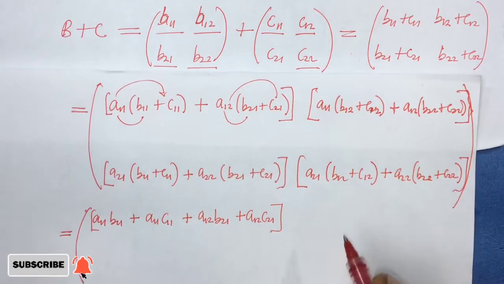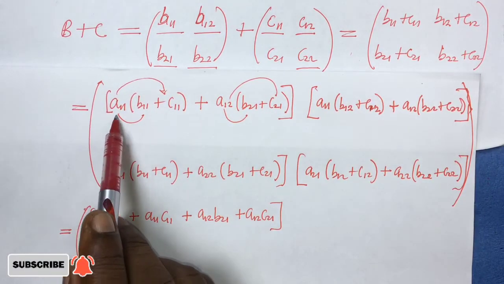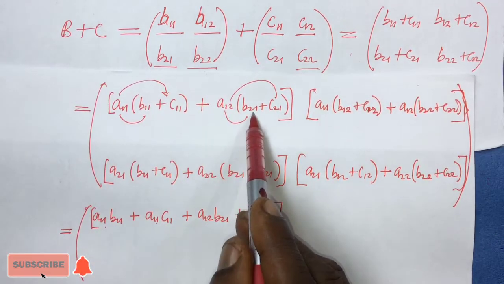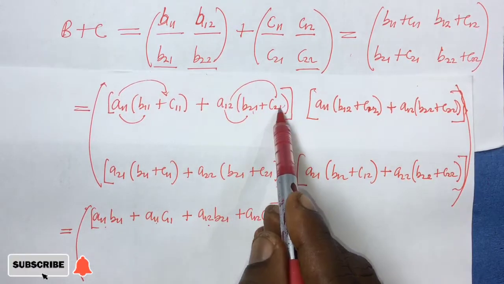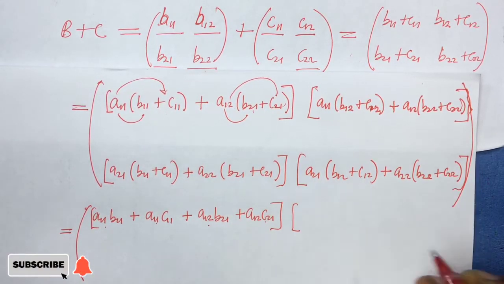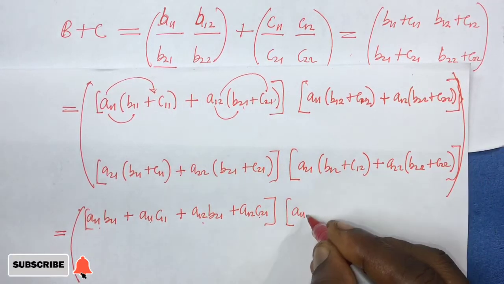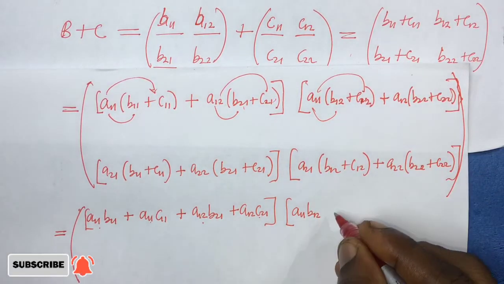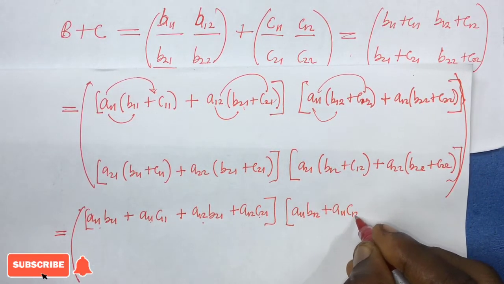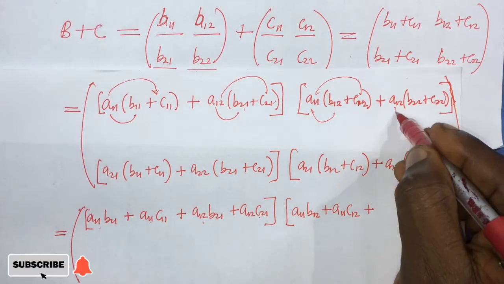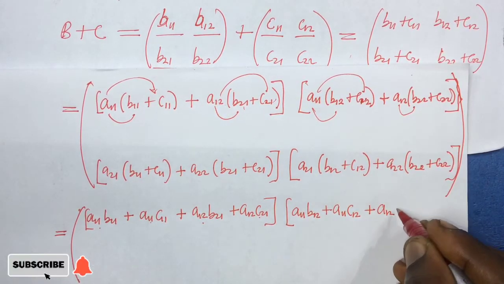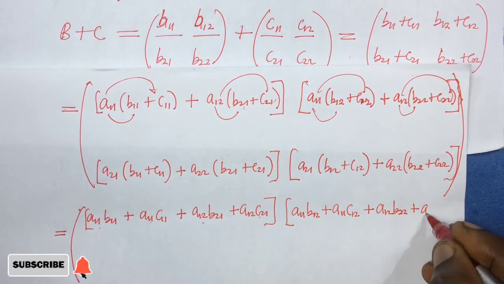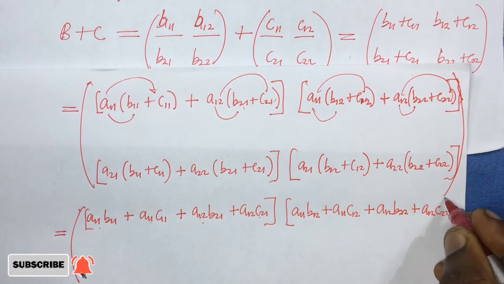So I am actually multiplying this with this to give this, this with this to give this, this with this to give this, and this with this to give this. Now, if you do the next one, you have A11 B12, plus A11 C12, plus A12 B22, plus A12 C22, and close that bracket.